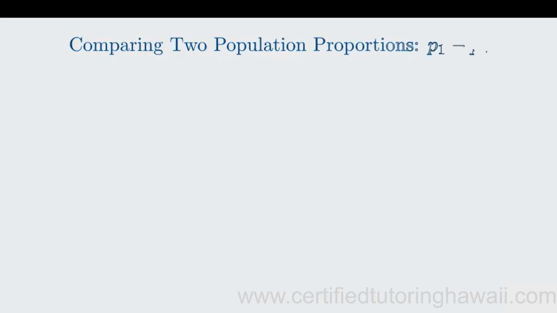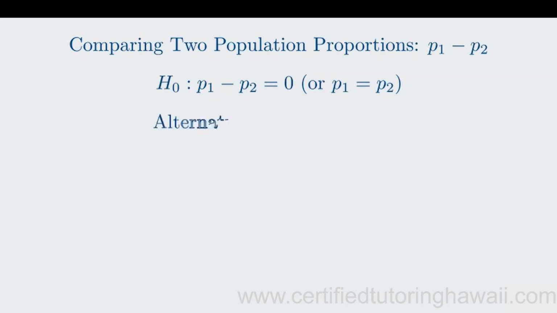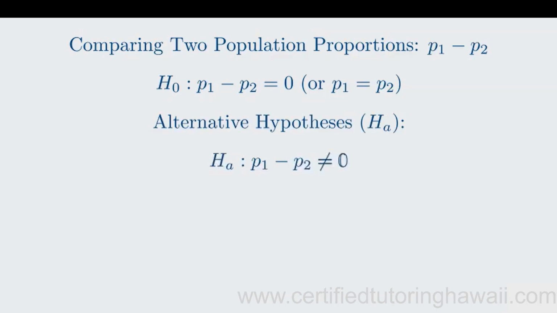Before we dive into the calculations, let's establish our framework. When we compare two population proportions, we are looking at the difference between P1 and P2. Our null hypothesis, H0, almost always assumes there is no difference. We assume the two populations have the exact same proportion of the characteristic we are studying. The alternative hypothesis, H alpha, depends on the question being asked. Are we looking for any difference, a specific increase, or a decrease?